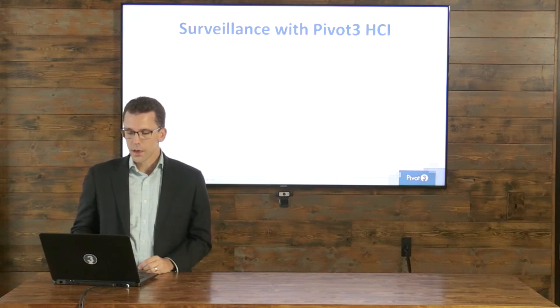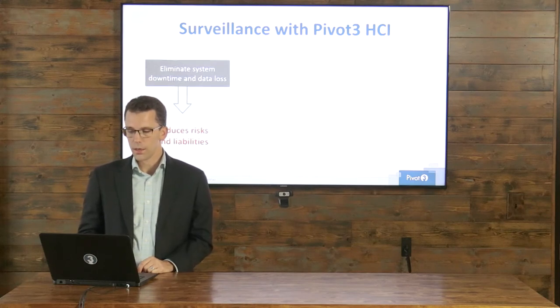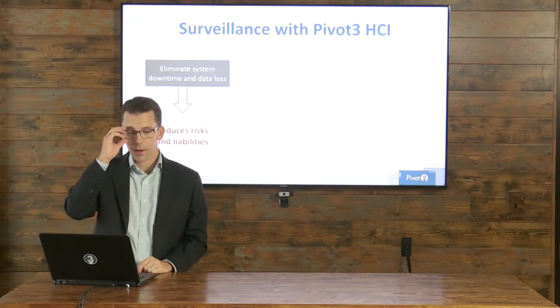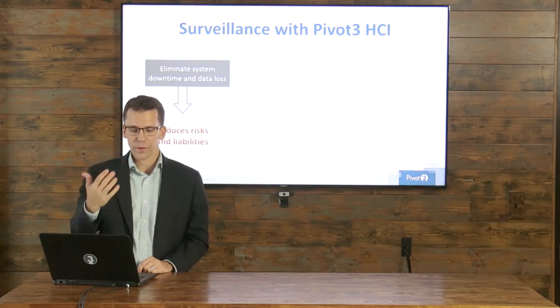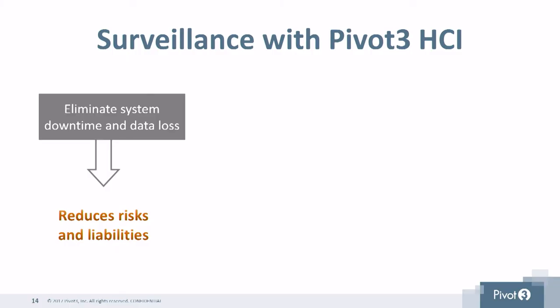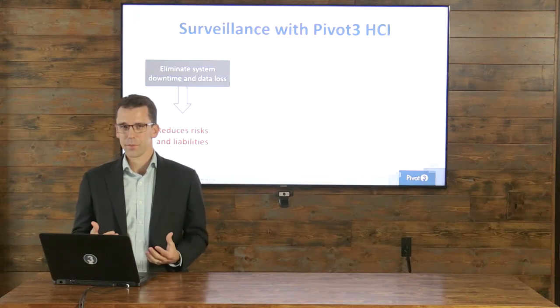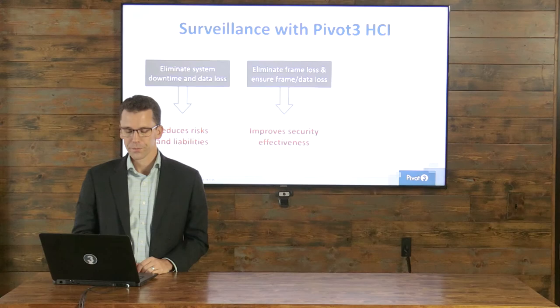And so the last thing I'll talk about here is how do you sell it? How do we sell video surveillance? What are the key benefits? What are the key things that we provide to an end user? What is the real value that we deliver? Well, first of all, we talk about eliminating system downtime and data loss. To an end user, what that means is we help them reduce risks and liabilities that they might incur as a result of technology failures. System downtime and data loss can be really bad for an end user.